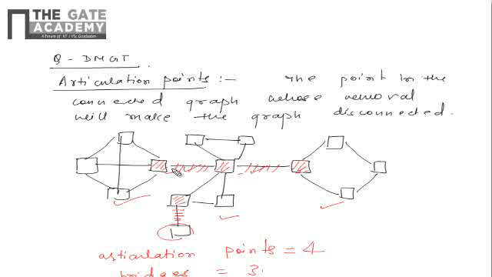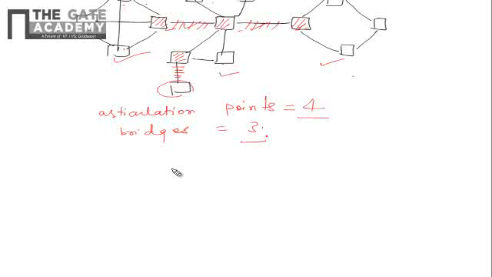You check for the other points. If you remove this node, will the graph become disconnected? See, you can reach this node by this way, like this, and this way also. So this is not an articulation point. Similarly, these points are not at all articulation points, and similarly all these 3 points. So we have 4 articulation points and 3 bridges. Bridges are 3. So the answer will be 4, 3. So the answer is C. Thank you.